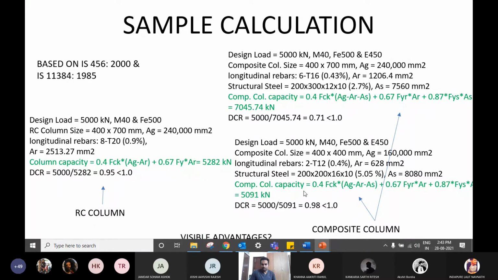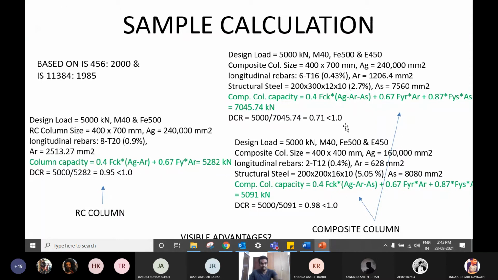And your composite column capacity comes out to be 5,000 kilonewton, and our demand is 5,000. So either you can keep the same column size and it can take much more load, though your actual design is only for a design load of 5,000 kilonewton, or you can have a reduced column size. This is the advantage we have in design when using a composite column. Instead of an RC column, a composite column is much smaller in size, and you can make it take more load also.